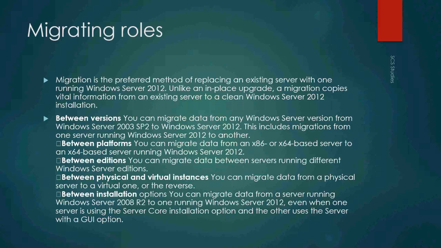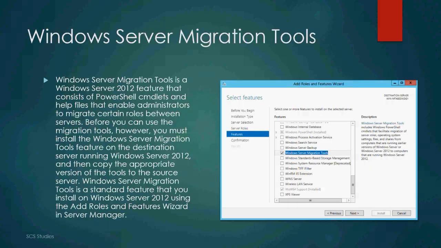And it supports physical and virtual instance migration. That means if you want to migrate your data, role, or feature from a physical server to a virtual server, it is also supported. Between installations, if you have a Core version of Windows Server 2012 and a UI version of 2008 R2 you want to migrate, this is also possible in a migration task. Okay. So let's move to the next slide. Hope this clarifies the difference between in-place upgrade and server migration. Let's take a look at the next slide.